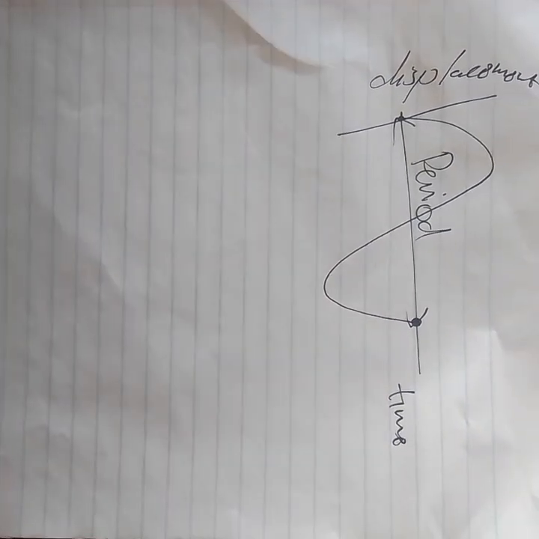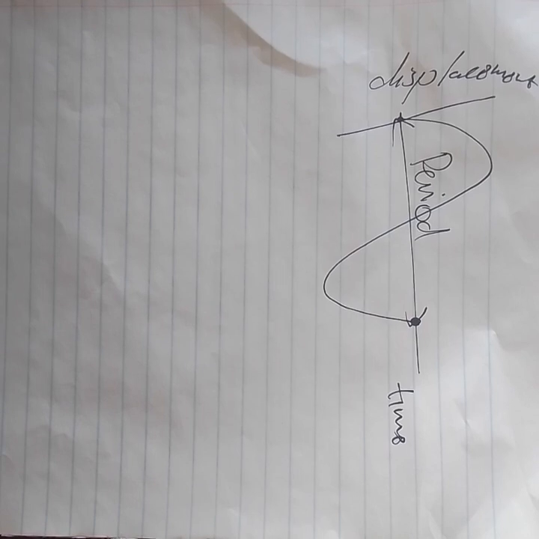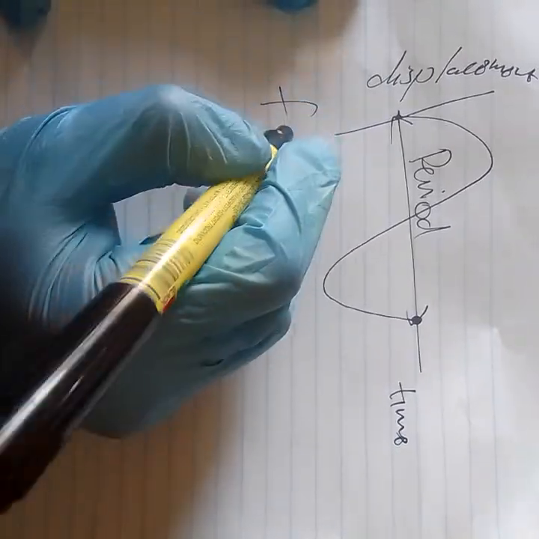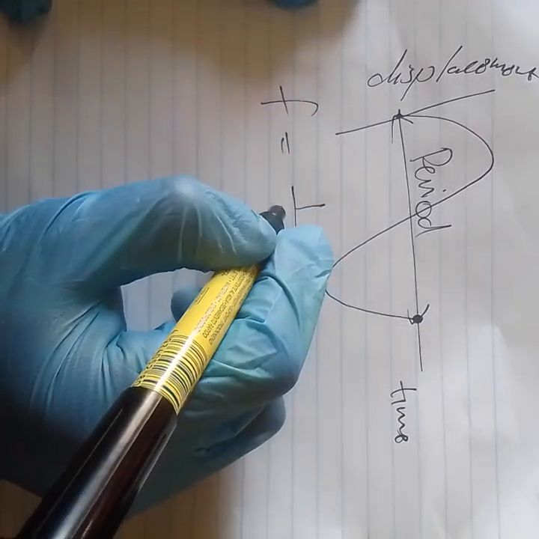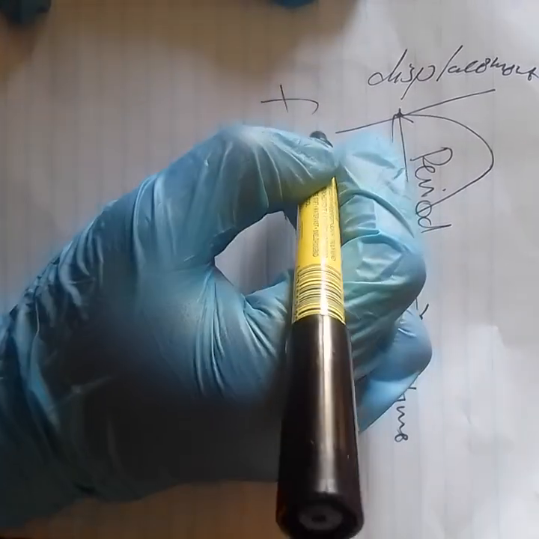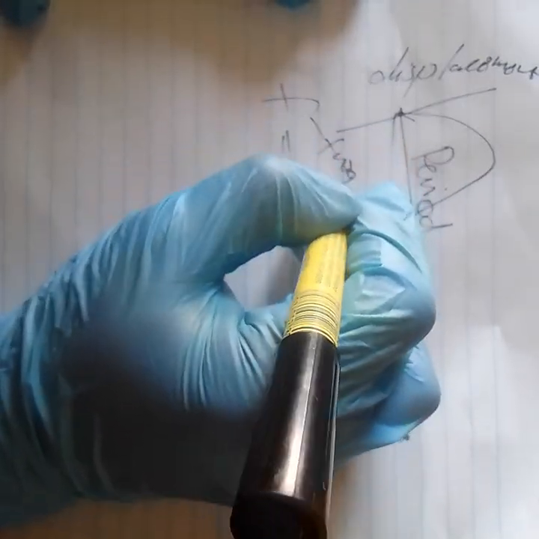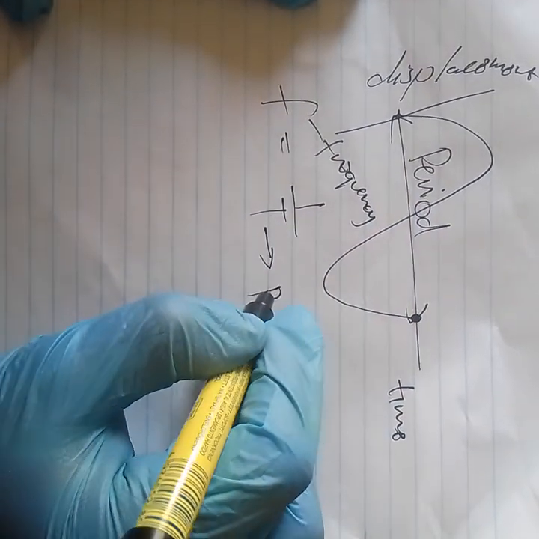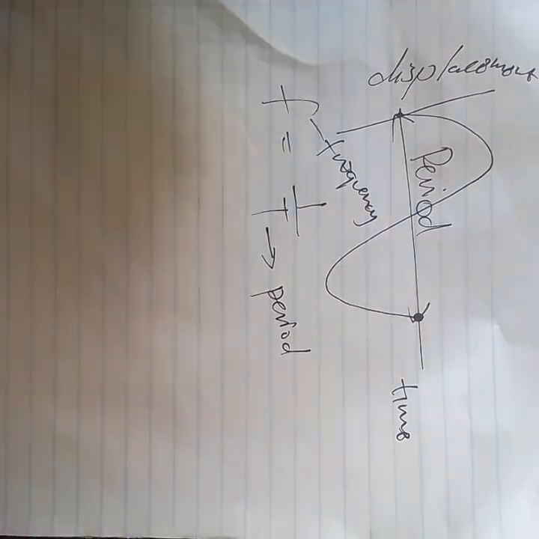What are the benefits of knowing the period of a wave? If we know the period of a wave, we can find the frequency of a wave by using this formula: frequency is equal to 1 over period, whereby f is frequency and T is the period of a wave.